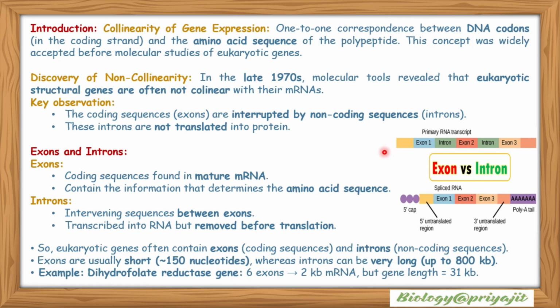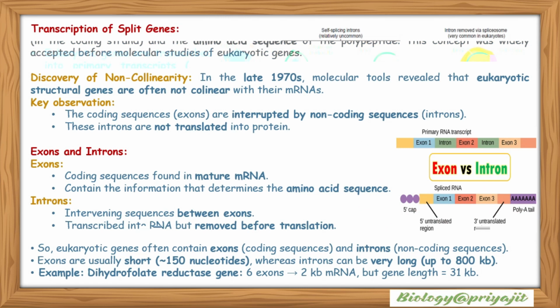The image here shows the primary transcript, which contains both exon and intron sequences. When it is spliced, the RNA has only the exon part; there is no intron. There are a 5' untranslated region and a 3' untranslated region, a 5' cap and a 3' poly-A tail. So this is the basic concept.